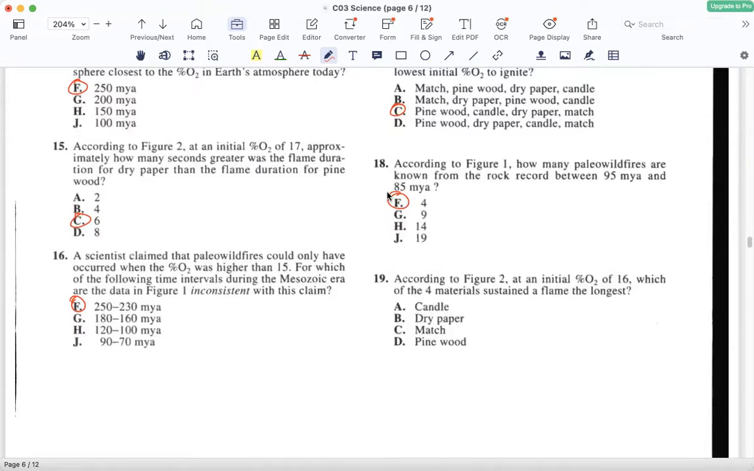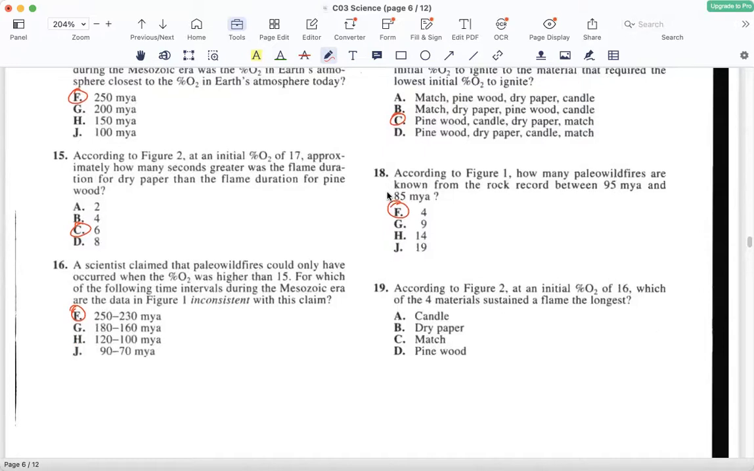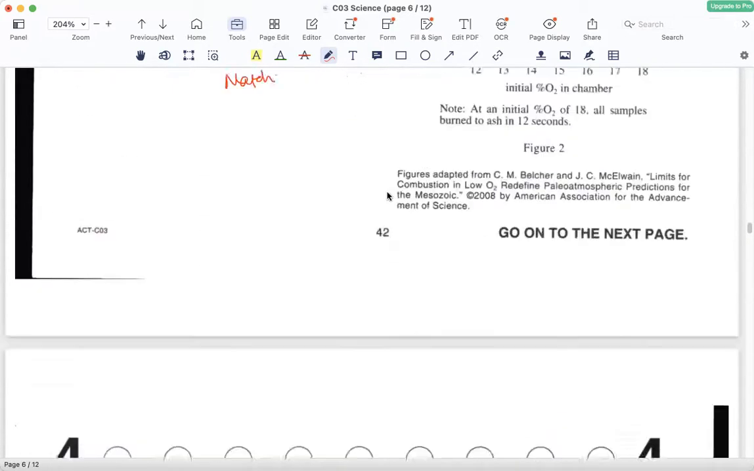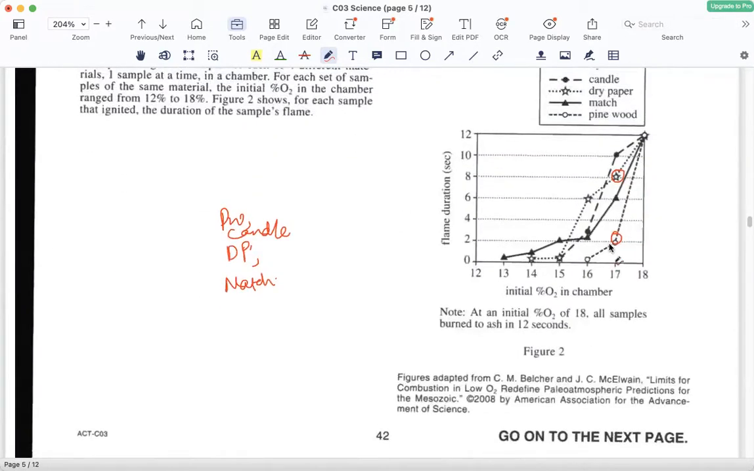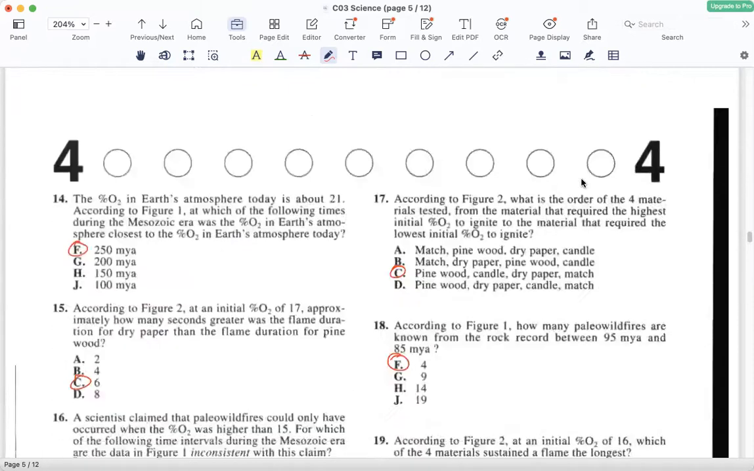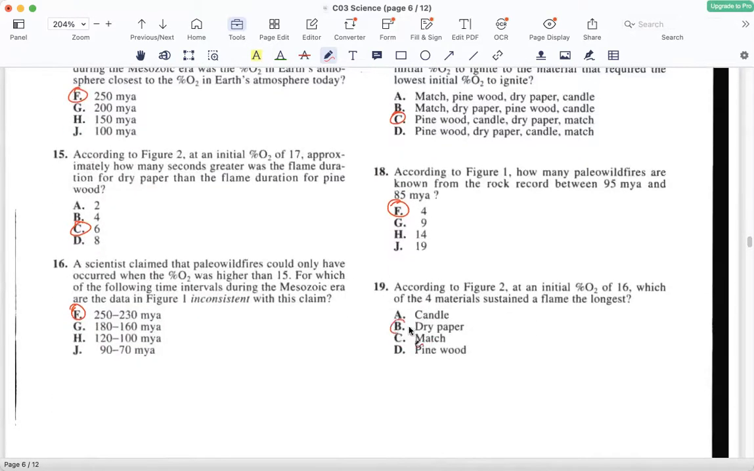According to figure 2, at the initial percentage oxygen of 16, which of the 4 materials sustained a flame the longest? 16, right? So the longest was, yeah, it was dry paper. Okay.